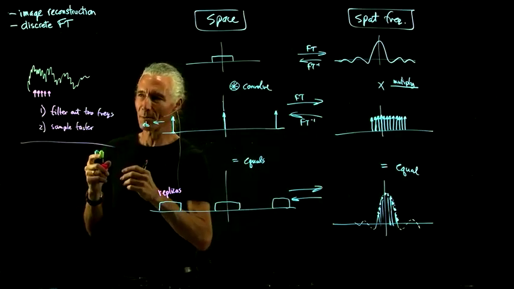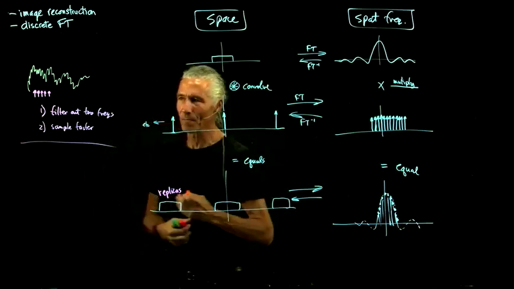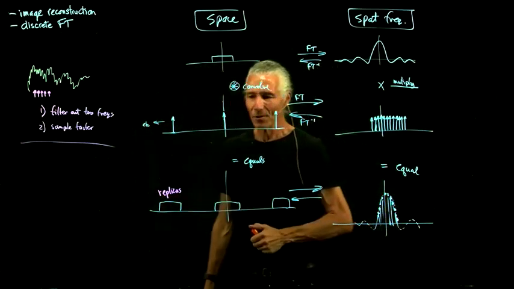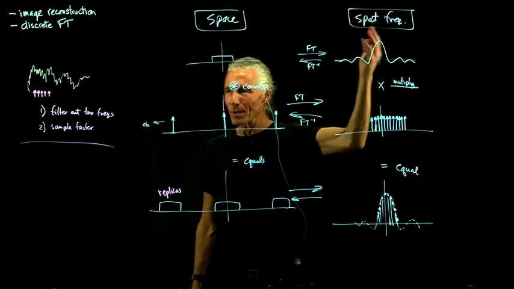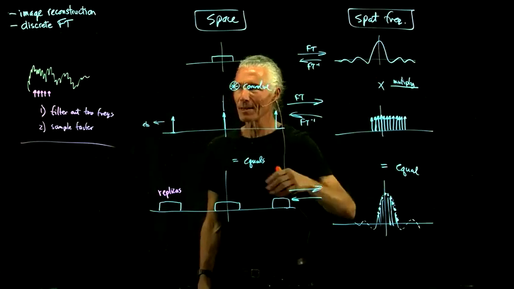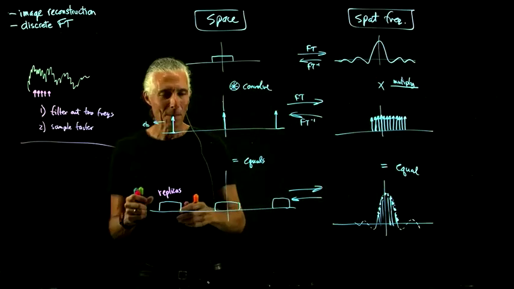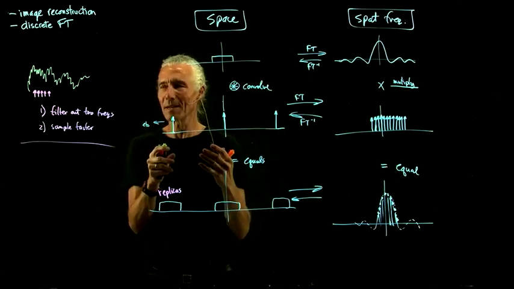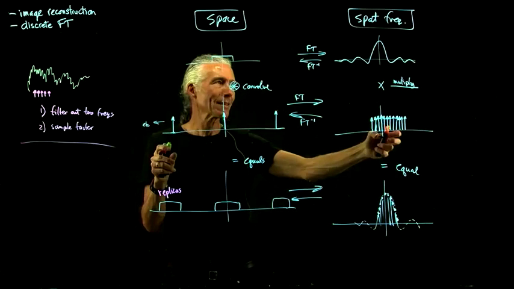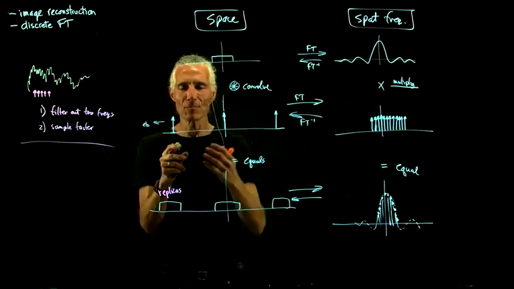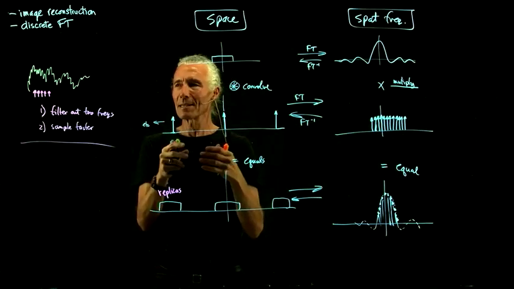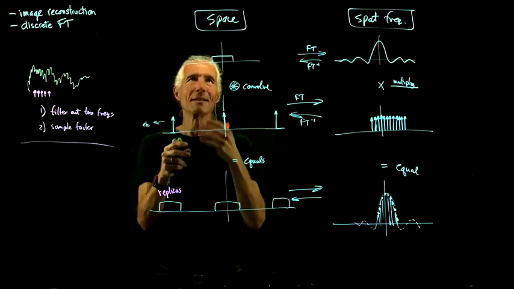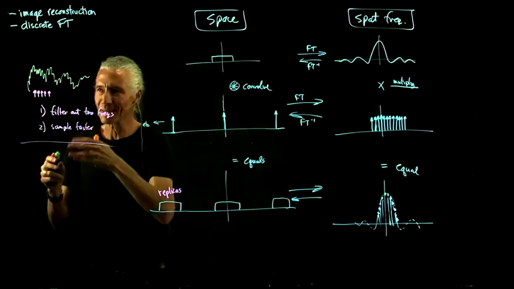Otherwise, you're going to run into trouble. And what trouble do you run into? You run into replicas in the frequency domain. So what we've been talking about here is this very strange replicas in the non-frequency domain. We said if you don't sample fast enough here in the spatial frequency domain, you end up with replicas in the space domain. This is just exactly the inverse of that.